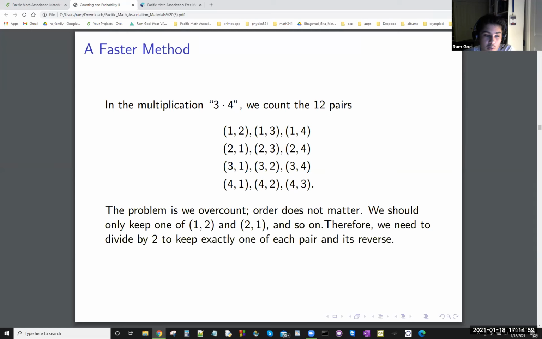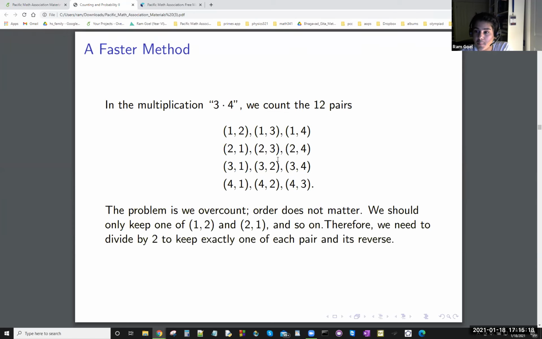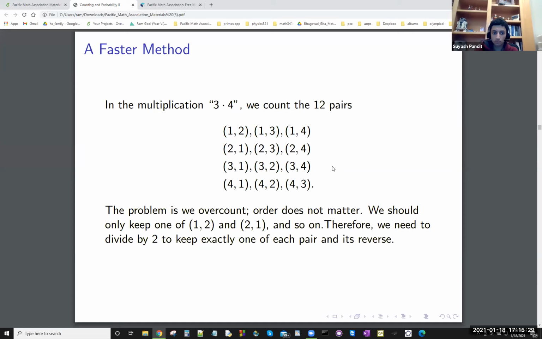Actually, it turns out we can just divide by 2 to fix this error, because for any pair, say 2, 3, there's exactly one other pair which we do not want. When we have 2, 3, we do not want 3, 2. When we have 2, 4, we don't want 4, 2. For any pair A, B, B, A doesn't matter. So we divide by 2 because in the set of possibilities we have over here in the 3 times 4, we want to remove 1/2 of those because 1/2 of those are repeated.